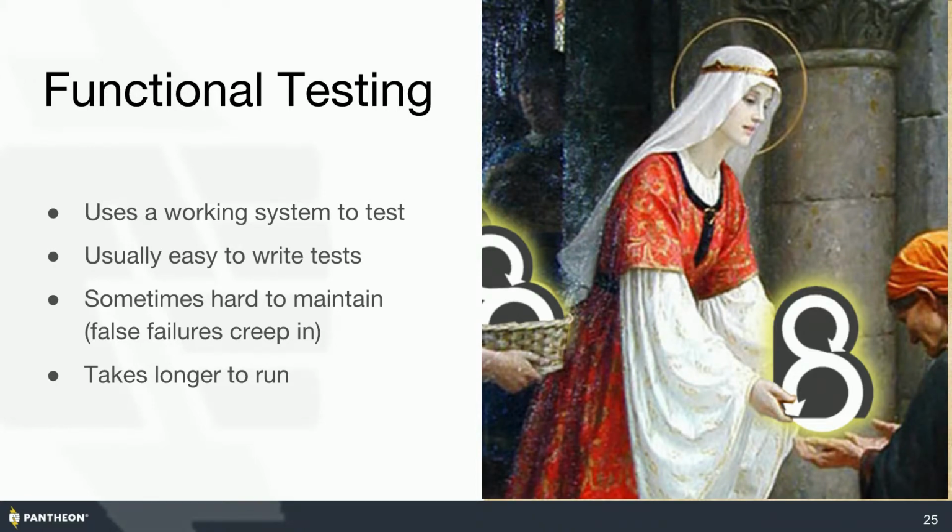And in functional testing, you stand up a working system to test against. And in this model, it's usually pretty easy to write tests. A lot of people use Behat, and you can use a syntax called Gherkin, which is very English-like, and you can just start recording tests that test the current state of your project. But the downside of this is it's sometimes hard to maintain because false failures might creep in. If your test is checking for a very specific thing and the product design evolves, so that specific thing is slightly different, then you'll get a failure. But it's usually not a difficult matter to fix those up when they creep in.